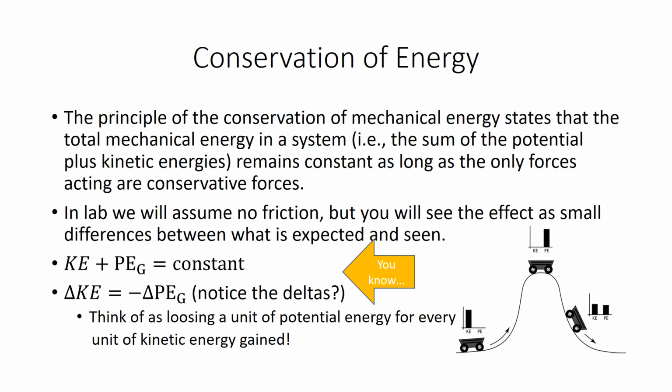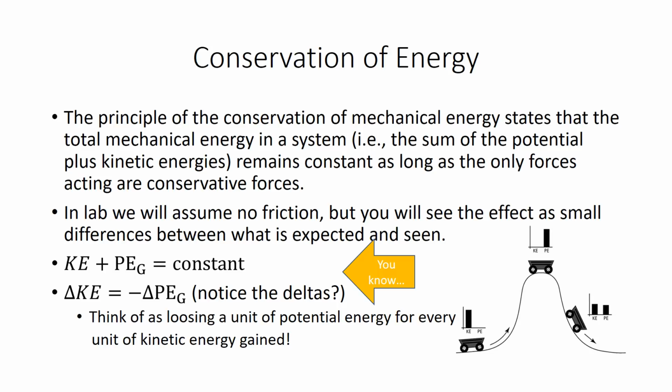Okay, conservation of energy. What is conservation of energy? The principle of the conservation of mechanical energy states that the total mechanical energy of a system, that is the sum of the potential plus kinetic energies, remains constant as long as the only forces acting are conservative forces. Now, gravity is considered a conservative force. However, we do have things that slow us down in the real world, like friction and air resistance. So in the lab, we assume no friction, but you will see the effect as small differences in what you see and what you expect to see.